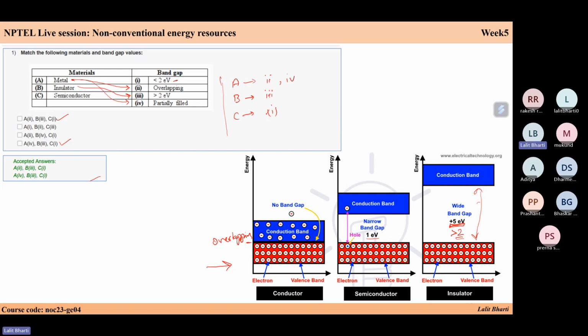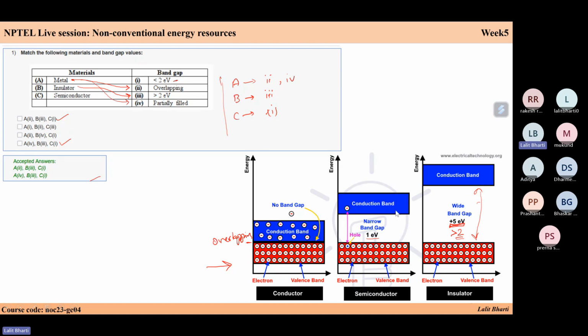Then we come to the next question. You need to match the following. So metals are band gap overlapping. So this 2 is correct, and the partially filled. Partially filled means this is the conductor or a metal. So these are partially filled. You can say this is your conduction band, and it is not completely filled. These are partially filled, so electrons are free to move. So the options second and fourth are correct.